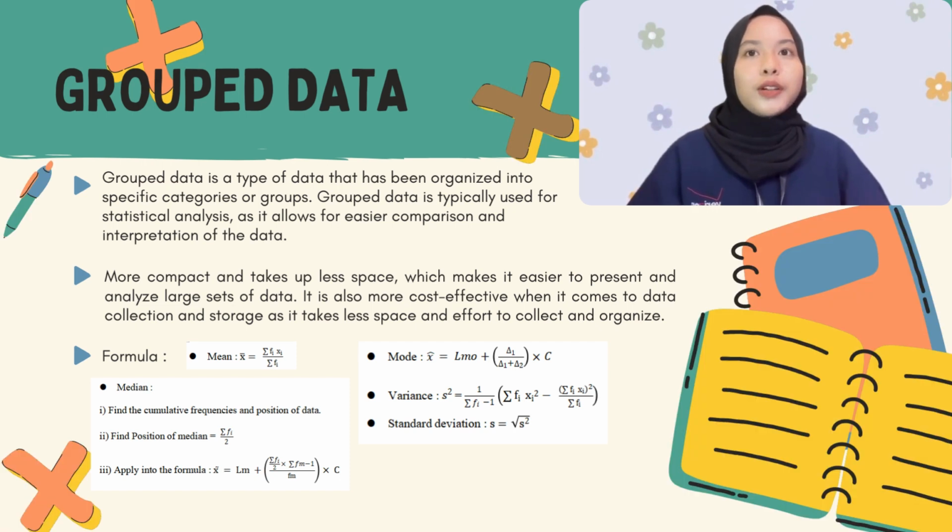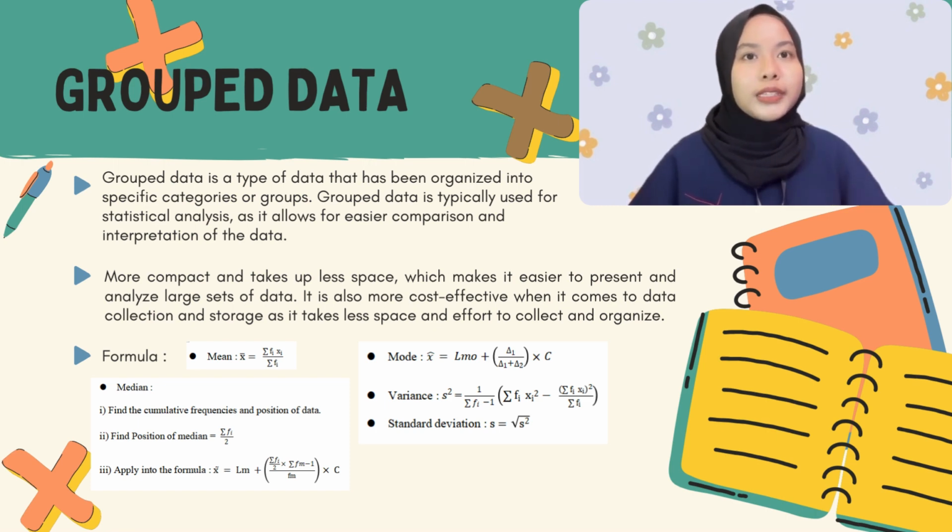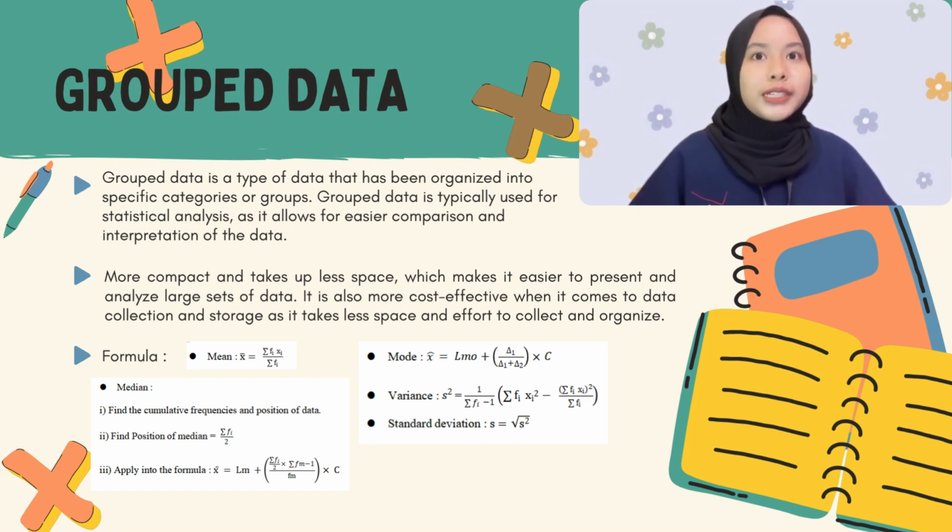The next is grouped data, which is a type of data that has been organized into specific categories or groups. It allows for easier comparison and interpretation of the data. There are some advantages of grouped data. The first one is it is more compact and takes up less space, which makes it easier to present and analyze large sets of data. The second one is it is more cost effective when it comes to data collection and storage, as it takes less space and effort to collect and organize the data.